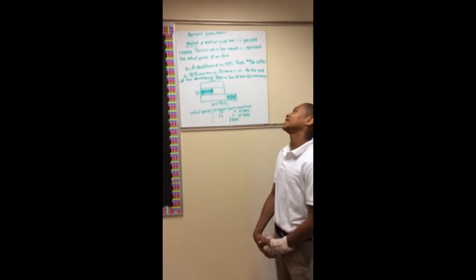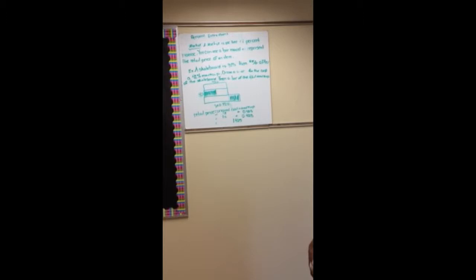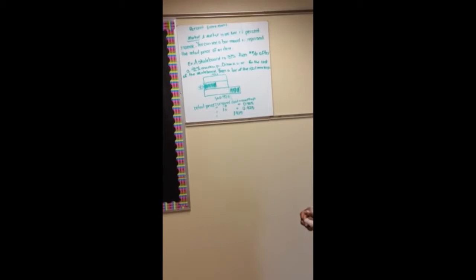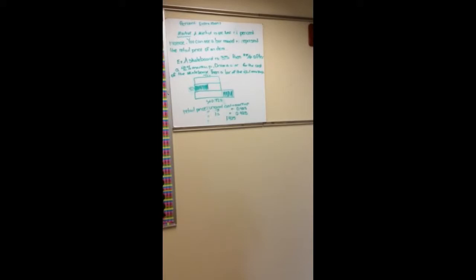Percent expressions. One percent expression is a markup. Markup is a percent increase. You can use the bar model to represent the retail price of an item. For example, a skateboard is $35, then $56 after a 42% markup. You have to draw the bar for the cost of the skateboard, then draw a bar for the 42% markup.